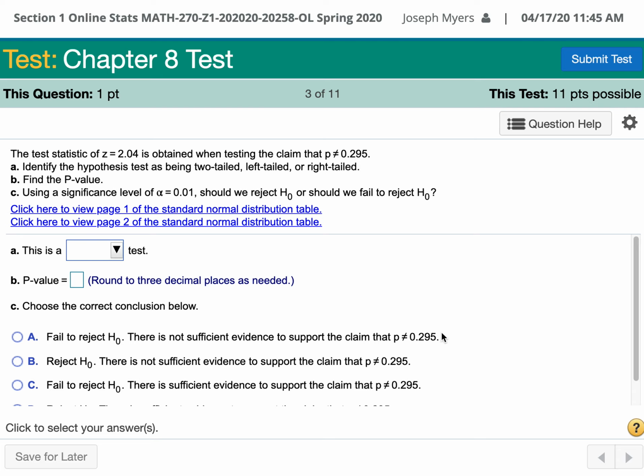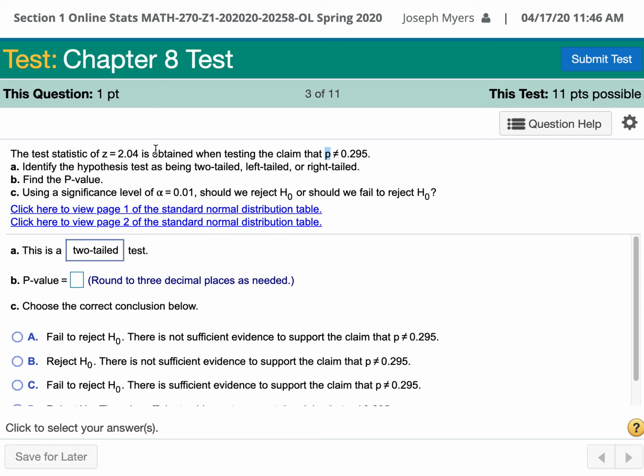Now, question number 3 on the Chapter 8 test. It says the test statistic of z equals 2.04 is obtained when testing the claim that p does not equal that. When you're testing a claim that p does not equal something, that could mean that it's greater than it or that it's less than it. When there are two possibilities, it could be greater or it could be less, that's called two-tailed. So this is a two-tailed test. Then it says find the p-value.